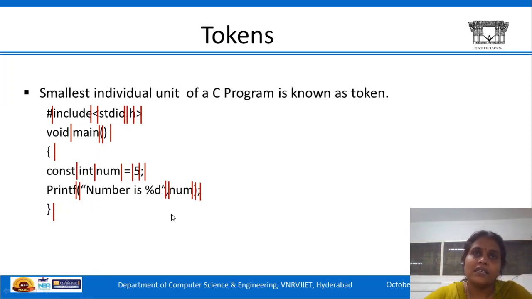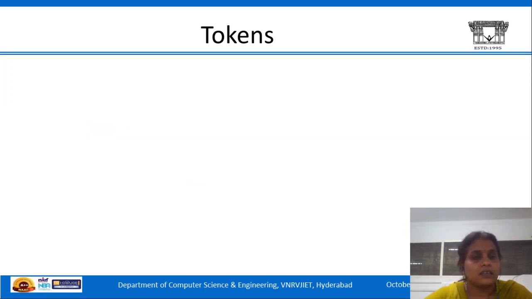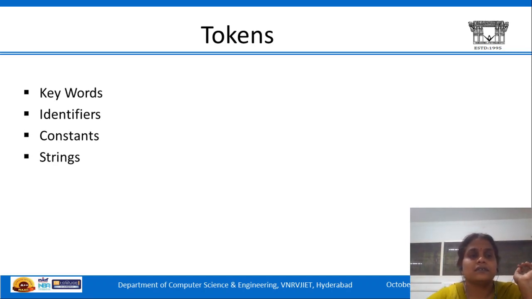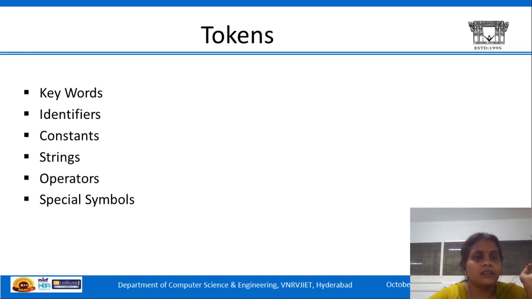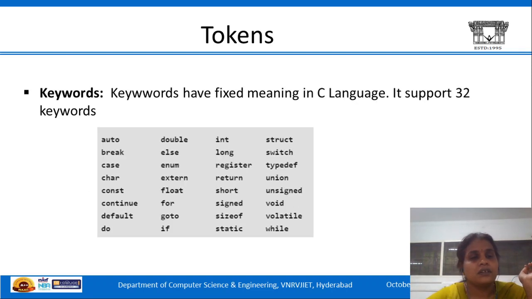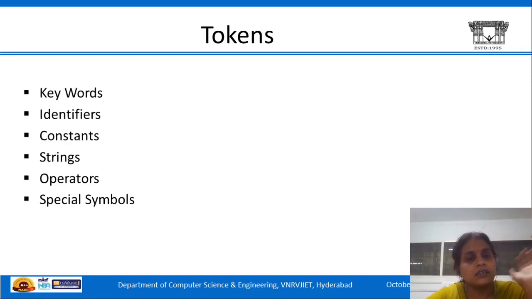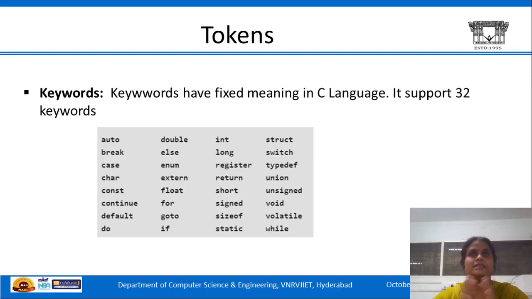Okay, now we'll see how many types of tokens there are. There are 6 types of tokens: keywords, identifiers, constants, strings, operators, special symbols. Like in the English language, noun, verb, adjective, like all those things. So here are keywords, identifiers, constants, strings, operators, special symbols. Okay, what is a keyword?